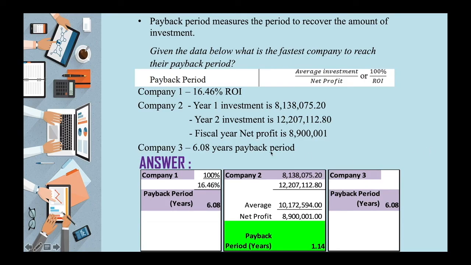Company 3 naman, ito binigay na. No need to solve for payback period dahil binigay na 6.08. Actually, pareho sila, no? Siguro yung company 3 ayun din yung company 1. Pareho sila. Now, for us to be able to decide kung ano daw yung company na mas mabilis yung payback period or mas attractive siya as an investment option, dahil ang concern natin is time, of course, dun tayo maglalagay sa company 2, which has only 1.14 years, no, for their payback period.